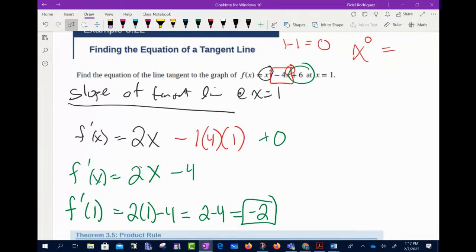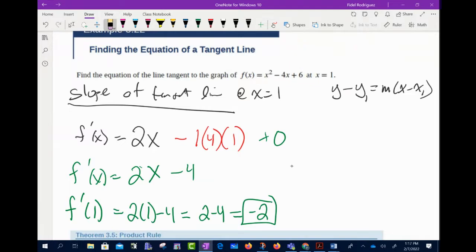So we found the slope of the line tangent when x is equal to 1. We know the slope is negative 2. So, y'all, the other day I talked to y'all about this formula right here: y minus y1 equals m times x minus x1, right? In order for us to do that, we got to know a couple of things. So let me clean up this mess right here. First thing we need to know is the coordinates of our x1 and our y1.